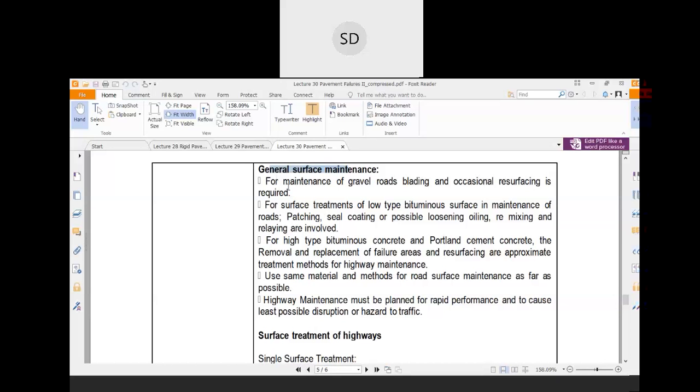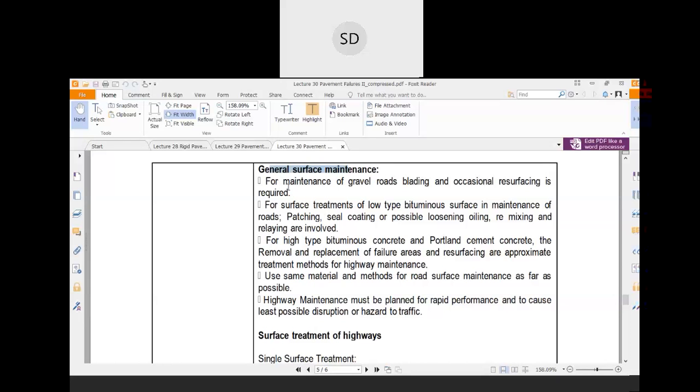Because as the road is made up of only gravel, that gravel particle gets distorted over time because of wind action or because of the applied load. Therefore, you need to maintain that road. For surface treatments of low-type bituminous surface, in maintenance of the roads, patching, seal coating, possible loosening, oiling, remixing, and relaying are involved. Suppose there are some bituminous roads, so occasionally you have to do patching.